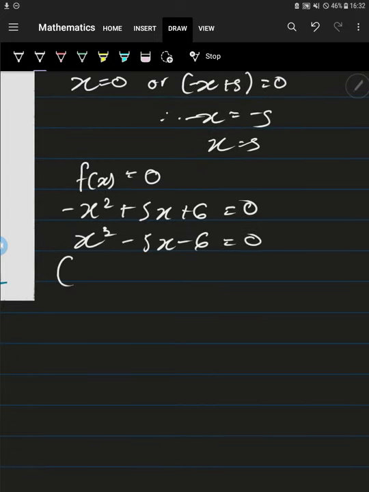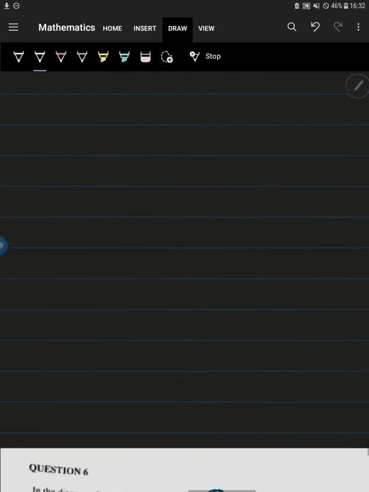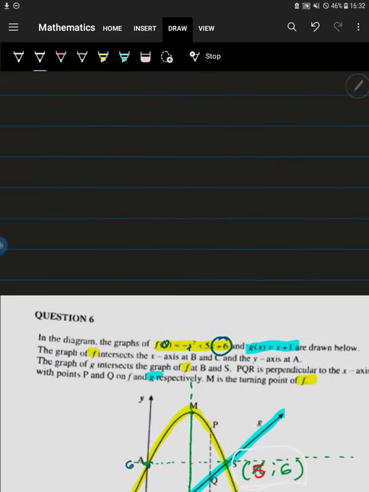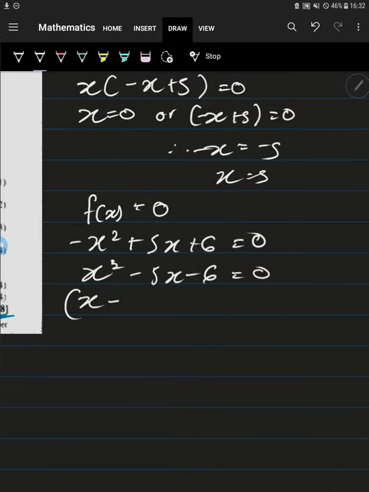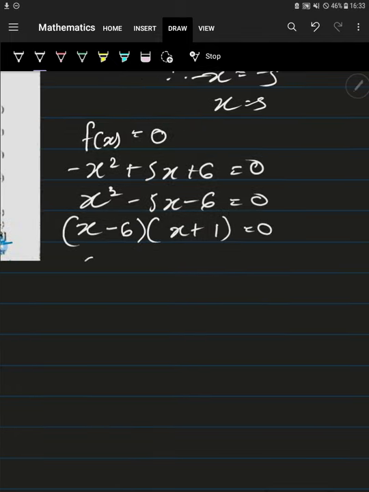And then factorizing this, we get x minus 6, and x plus 1 equals 0, and we've got x is equal to 6, or x is equal to minus 1, and that's that.